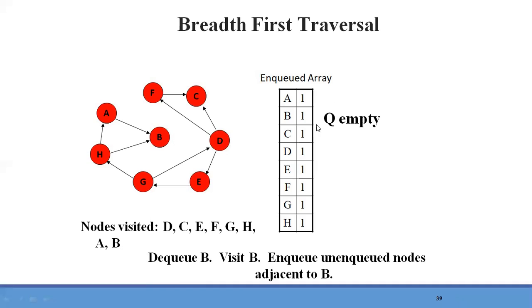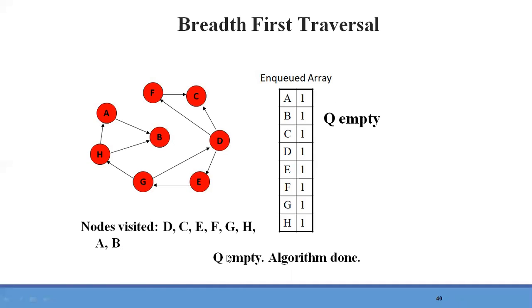And now if you look at the queue, queue is empty. So queue is empty. That means we are done with our traversal. That means all the nodes from the given graph are now visited with breadth first traversal technique.